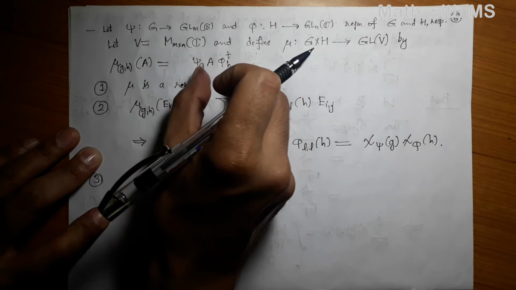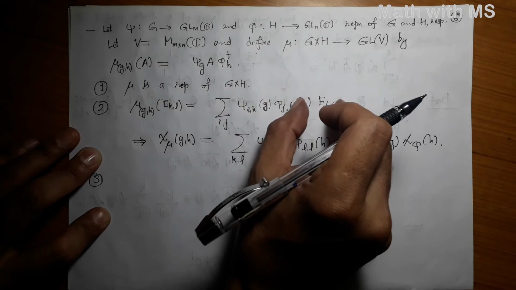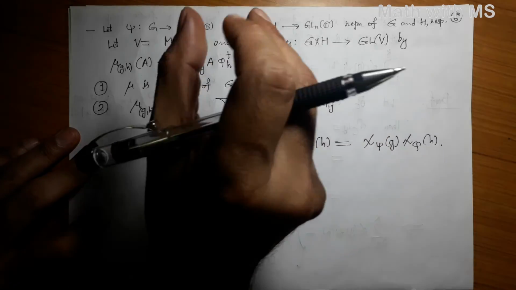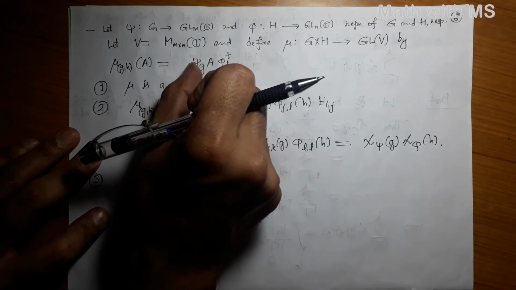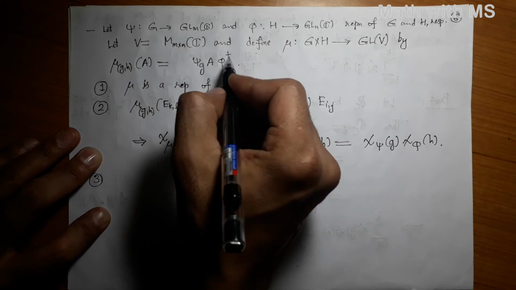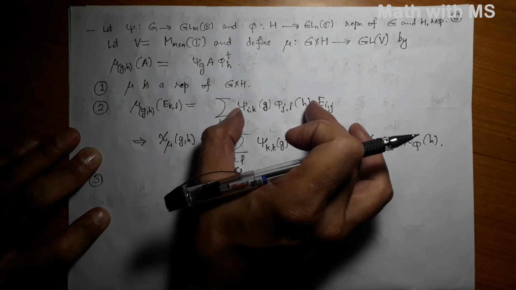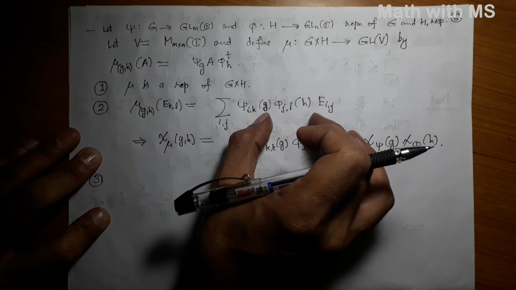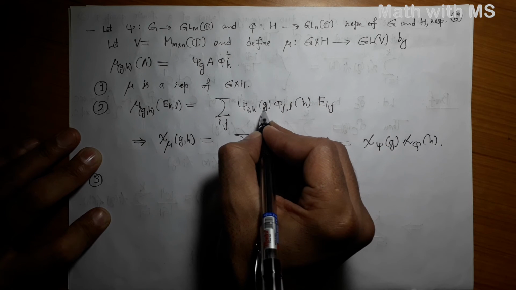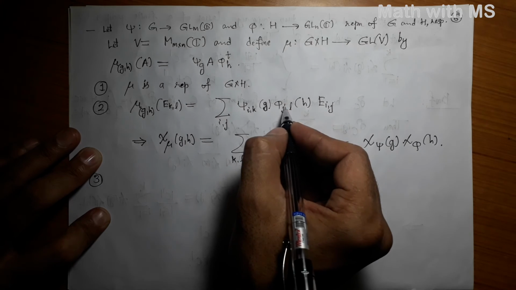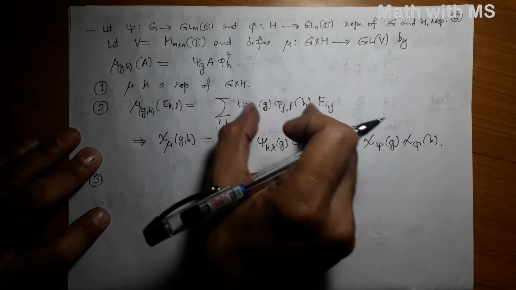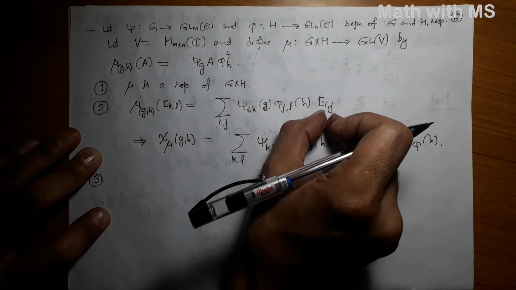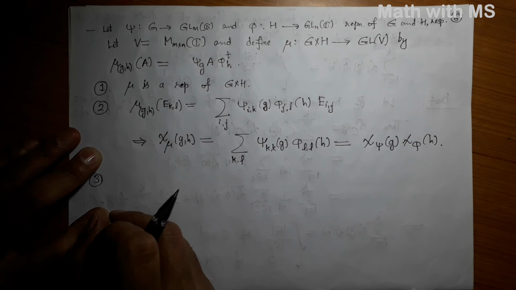So I want to write it in terms of the basis Eij's. So I just find the ijth entry of this matrix. The ijth entry of this matrix turns out to be precisely this complex number psi ik of g times phi jl of h. Okay, it's a direct check, and therefore this is the coefficient of the basis vector Eij.